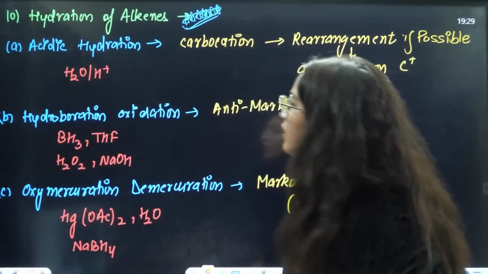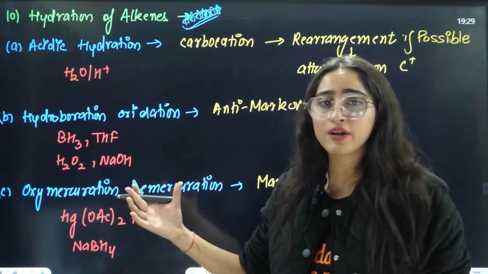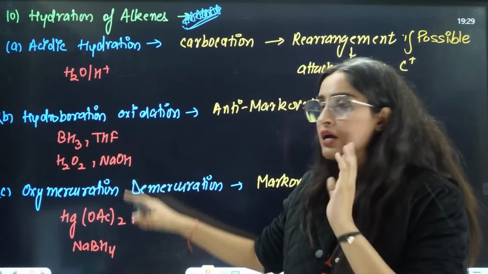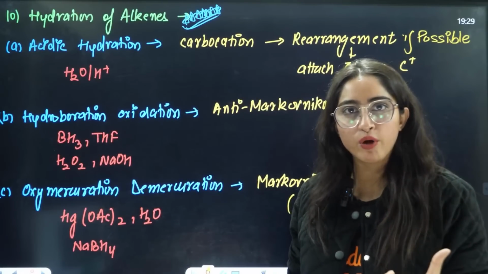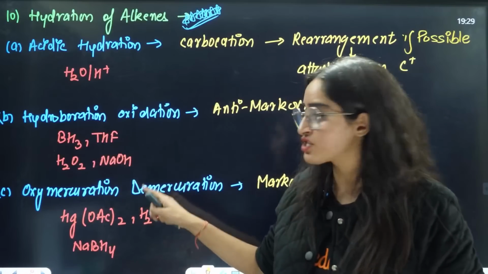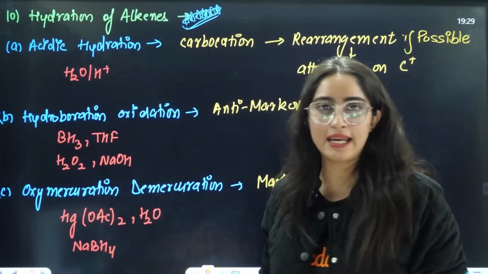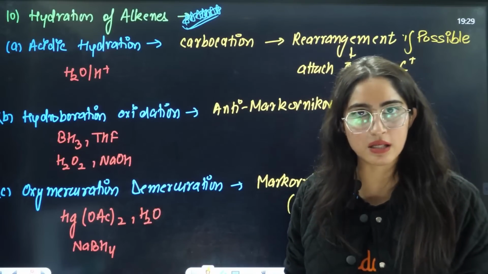Now, what is acidic hydration? You have water and H positive. For hydroboration oxidation, what you will have? BH3, that is diborane, right? Then you will have THF, then you will have H2O2 peroxide and NaOH. These are the reagents that you will see, right?